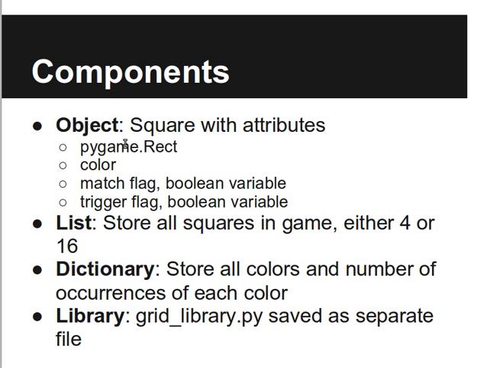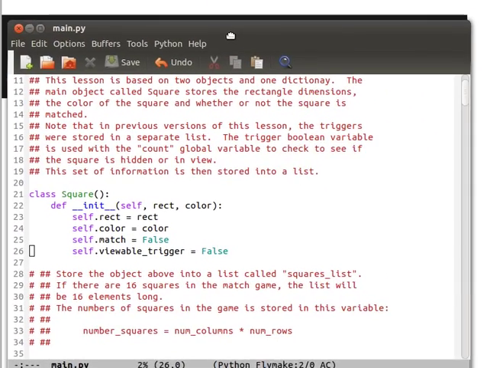So for this program, we're using objects, list, dictionary, and library. The main object is a square. Kept as simple as possible. There's no methods to this object. It has a Pygame rectangle as one of the 4 attributes. It has a color, and it has two Boolean variables. One's a flag for match, either true or false. That means the square has been matched. Or a trigger, which is a Boolean variable to make it whether the square is viewable or not.